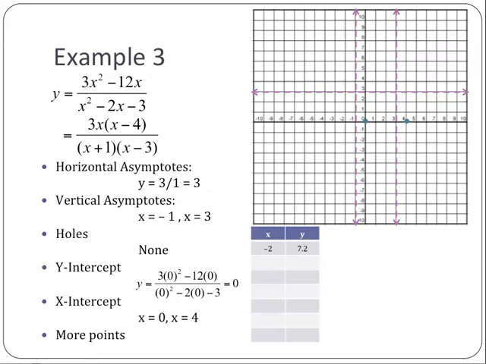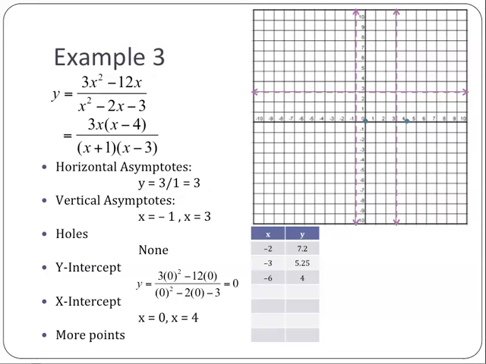So the more you do these, probably the fewer points you actually need to put in. Once you have negative 2, 7.2, and you graph that, you probably have a pretty good idea of what that graph is going to look like. It's going to get very close to the vertical asymptote, and then get very close to the horizontal asymptote. Now, you can always plug in more points, so negative 3 gives you 5.25, and so on.